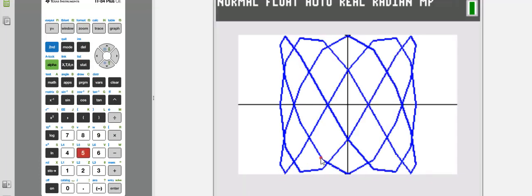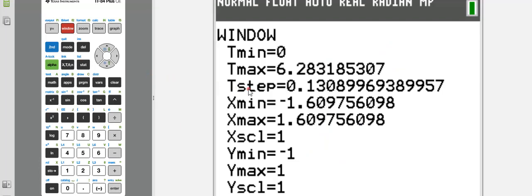Now, notice that the graph is not that smooth. So in this case, what you want to do is go to Window and lower your T-step. The lower the T-step, the smoother the graph gets. However, it might take a longer time, so you need to be careful how you set your T-step. Let's make it 0.01 and see what happens.